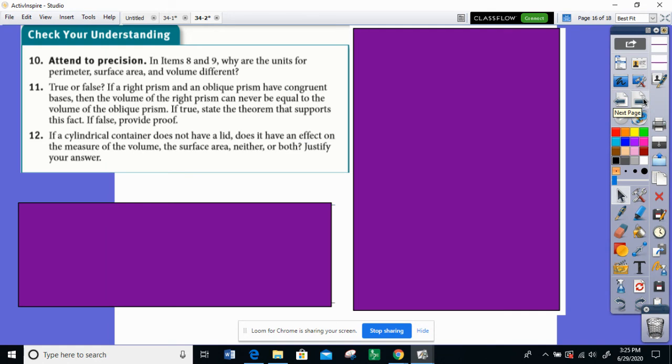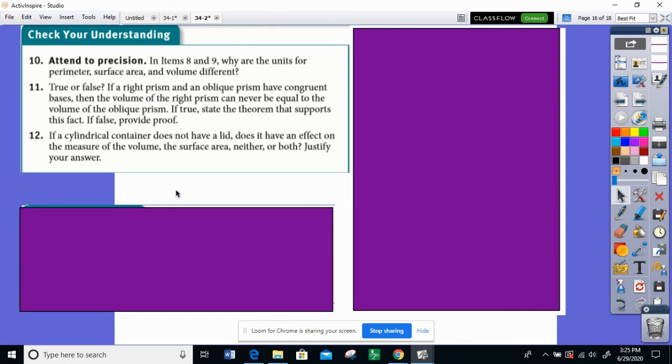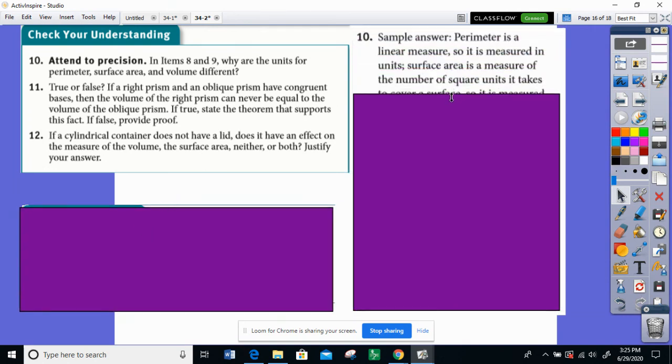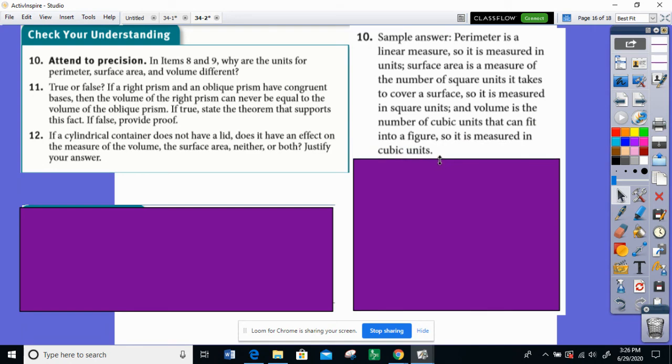All right, lastly, we're going to solve some check your understanding problems. Number 10 says in number 8 and number 9, why are the units for perimeter, surface area, and volume different? Well, perimeter is a linear measure, meaning that's only measuring how long the distance is, so it's measured in plain units. Surface area is a measure of the number of square units, so that's why it's measured in square units. Whereas volume is the number of cubic units that can fit into a figure, so it's measured in cubic units.